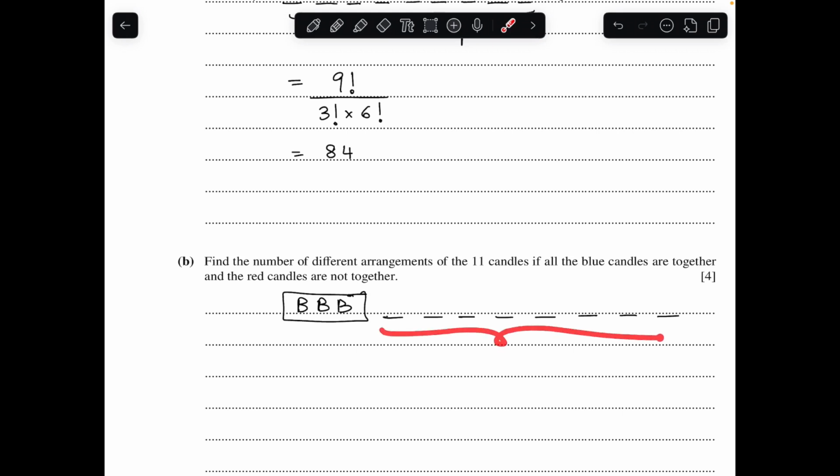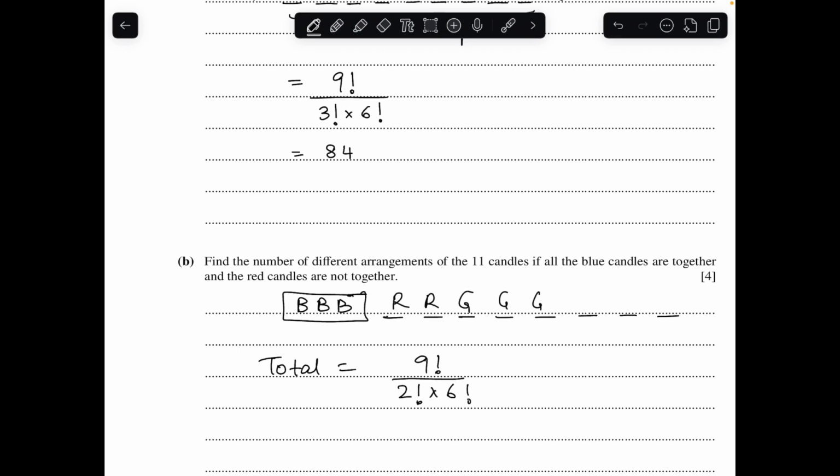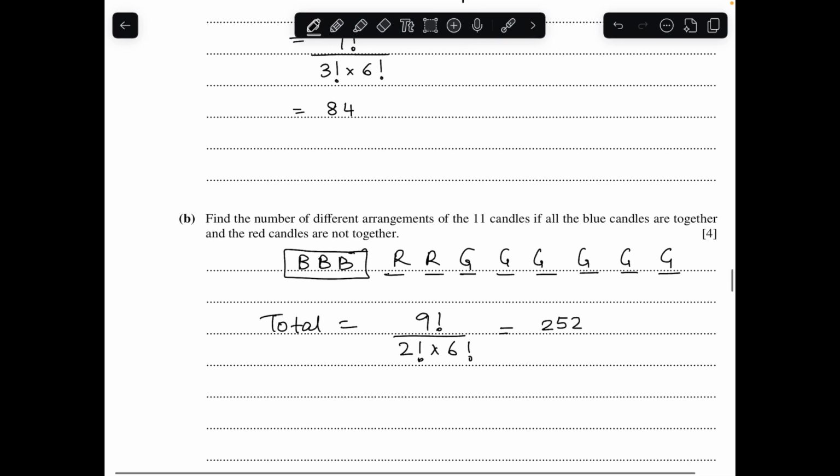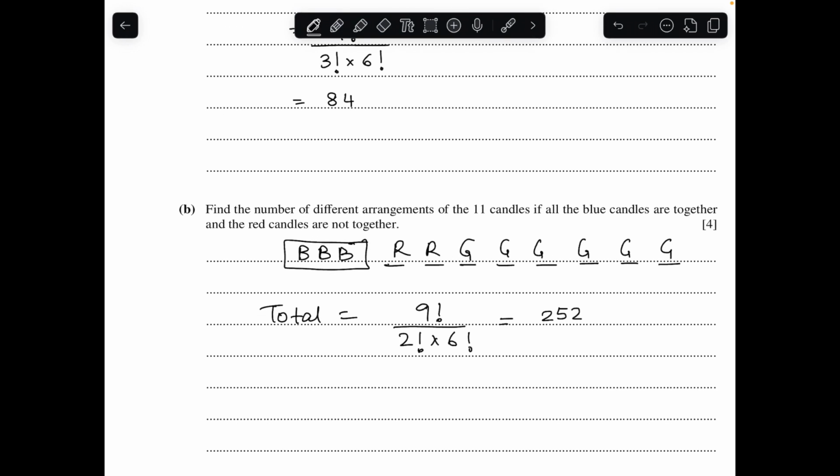So we have, this is 8 and this is 1. So total again 9 factorial divided by 2 factorial times 6 factorial. So 2 is for the red identical candles and 6 is for the green identical candles. So this works out to be 252. All right, if the blues are together.